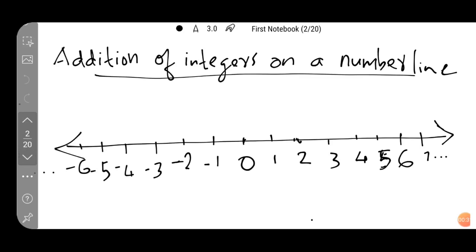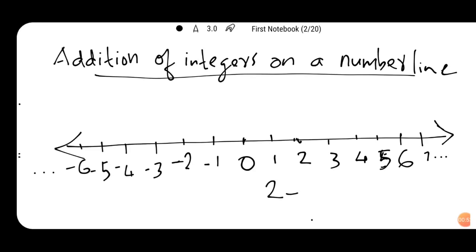First, let us see how to add integers using a number line. This is the number line for integers. Towards right of 0 we have positive integers and towards left of 0 we have negative integers. Now let's see. I'm going to add 2 plus 6. 2 is a positive integer. 6 is also a positive integer. So I am going to add them.